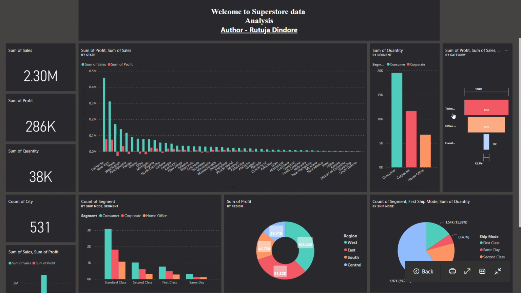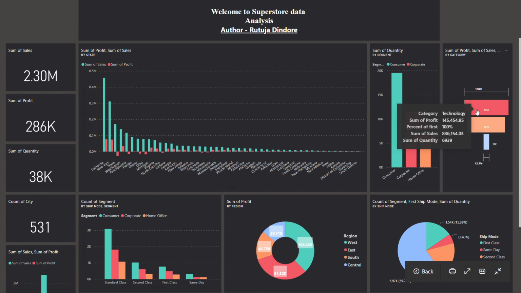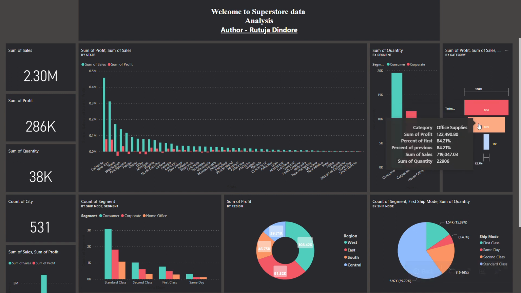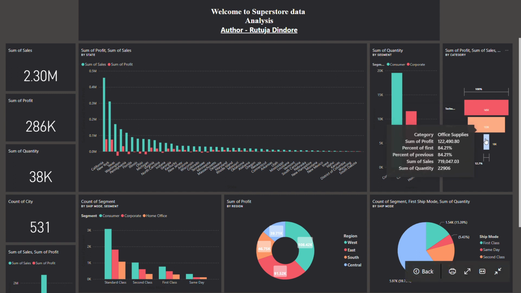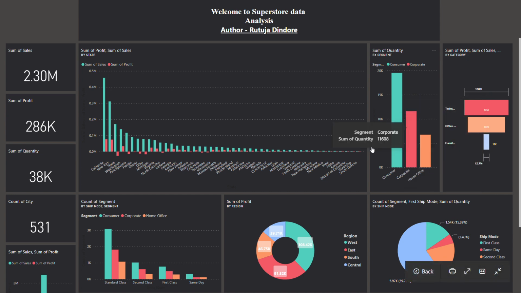Then over here the sum of profit and sum of sales by category. You can see that technology is one of the huge categories where the sum of profit and sum of sales are large. When it comes to office supplies, the sum of profit is 122,490, less than technology. Along with that we have the furniture category, where the sum of profit is 18,451. So the profit margin is quite low in furniture compared to technology and office supplies.